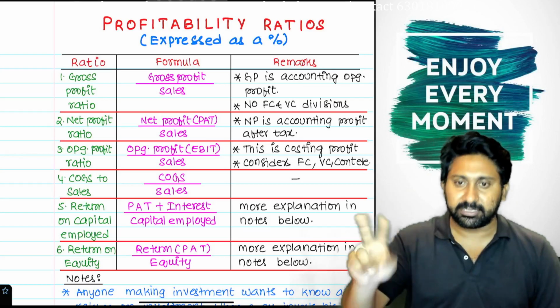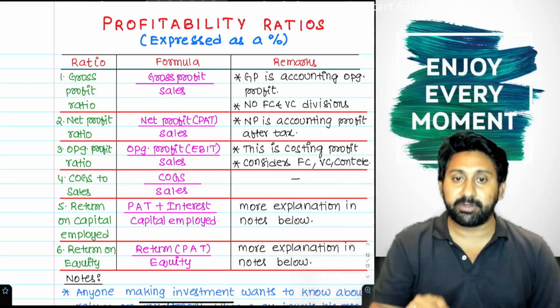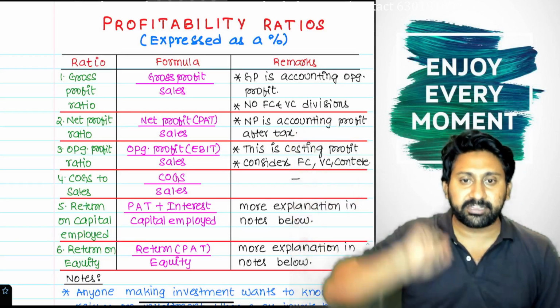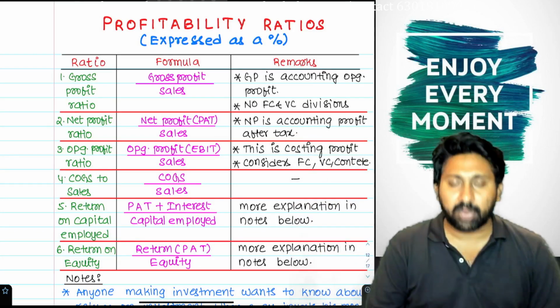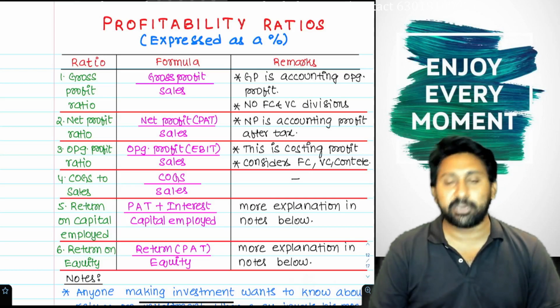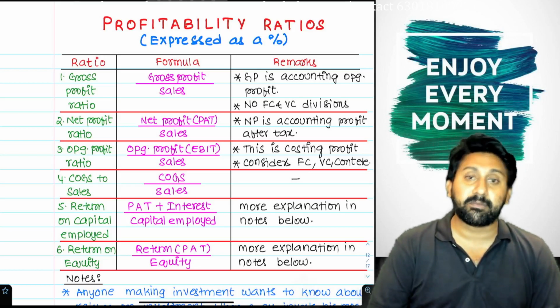Profitability has 2 types: sales profitability and capital profitability. The first 4 are totally dependent on sales as the denominator. The next one is capital profitability.